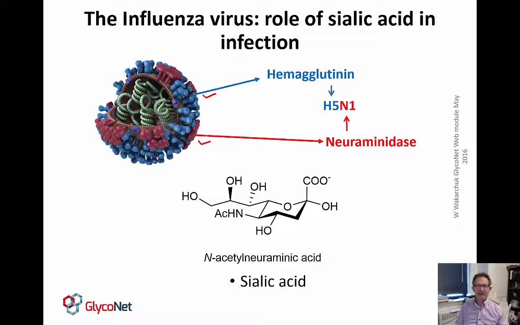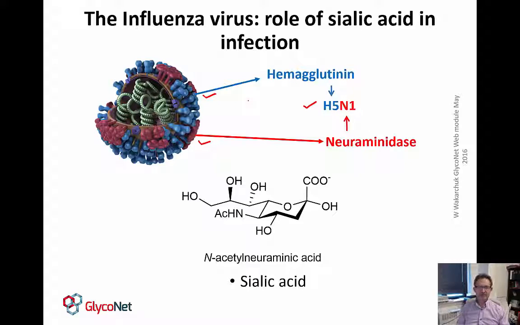These two proteins give rise to the designation that you've all seen for influenza viruses, something like H5N1, where 5 refers to this being the fifth type of hemagglutinin and the N1 being the first type of neuraminidase. There are currently 18 known H types and 9 known N types, and this gives rise to multiple combinations of these particular proteins on the viral surface.